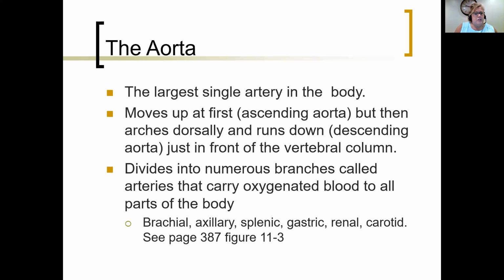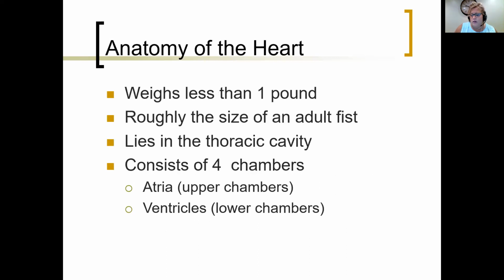The anatomy of the heart. Vessels are very important, but the heart is the main organ of the cardiac system. It weighs a little less than 1 pound on average, and it's roughly the size of your fist. So if you make a fist, that's about how big your heart is. It lies in your thoracic cavity, and you know that means your chest cavity. IC is pertaining to, and thoraco means chest. And the heart consists of 4 chambers. We have 2 upper chambers, the atria, and 2 lower chambers, the ventricles.